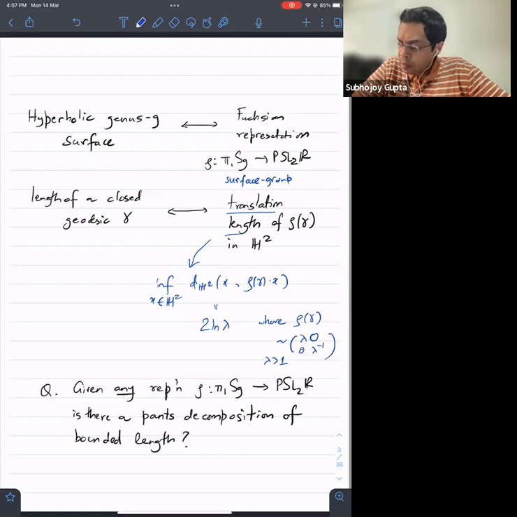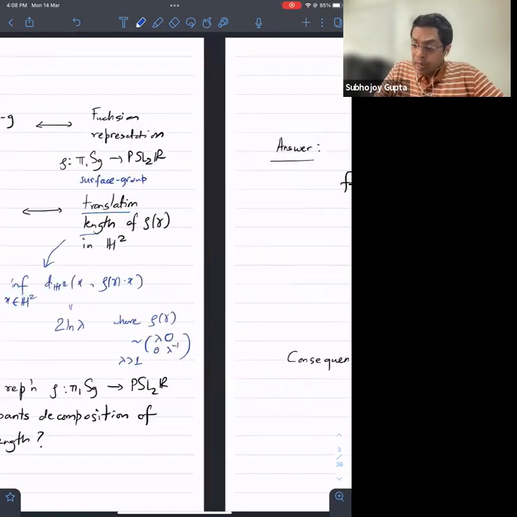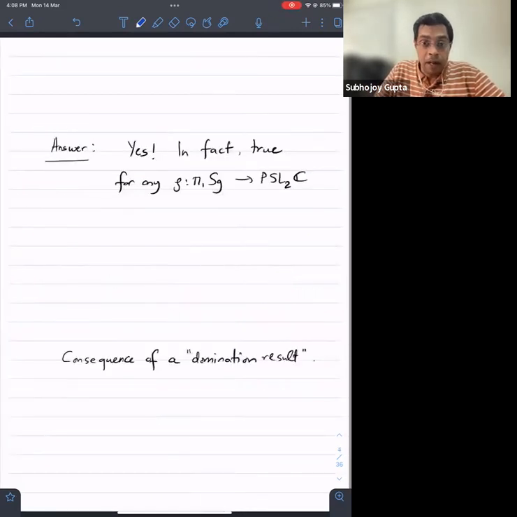And you can ask this question for any representation. You need not be discrete and faithful, it might be indiscrete. So you don't quite have a surface to work with anymore, but you can still talk of lengths of pants curves on the topological surface, as elements of the fundamental group of the surface group. And the answer is yes, there is such a Bers constant.